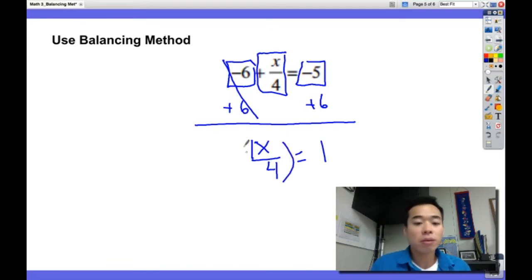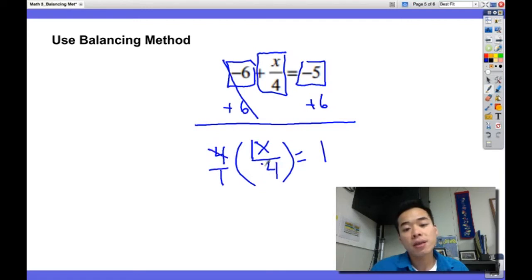So what I'm going to do is multiply both sides by 4 over 1. You see how I just flipped that, the reciprocal? That's called the multiplicative inverse. Because this and this becomes 1, and this becomes 1, and all that's left is my x. And since I multiplied the left side by 4 over 1, I also multiplied this side by 4 over 1.